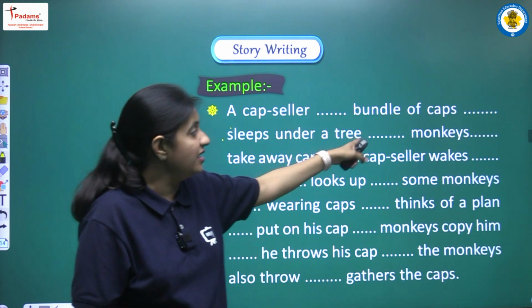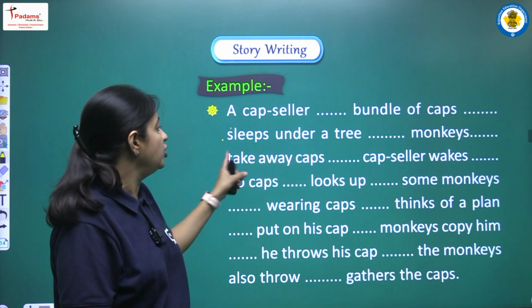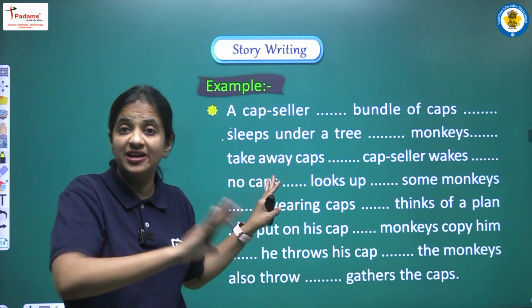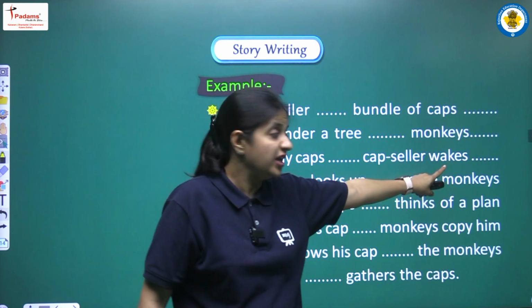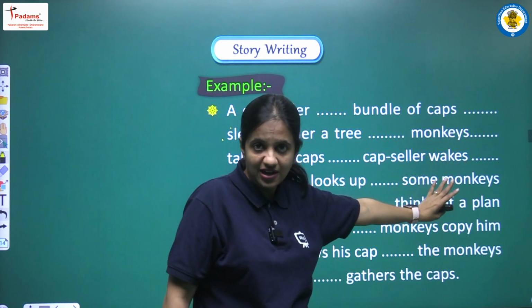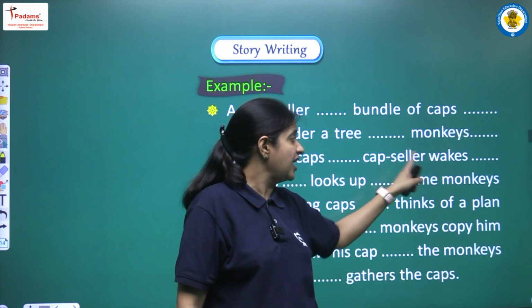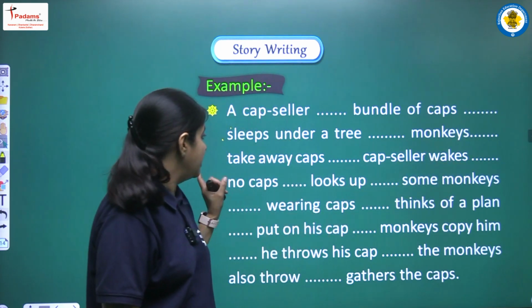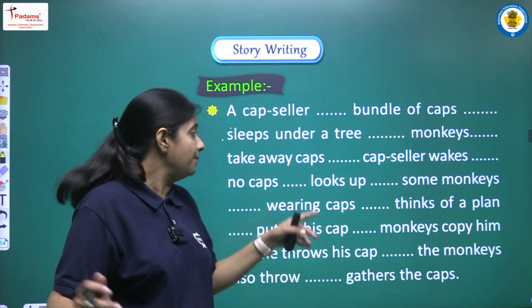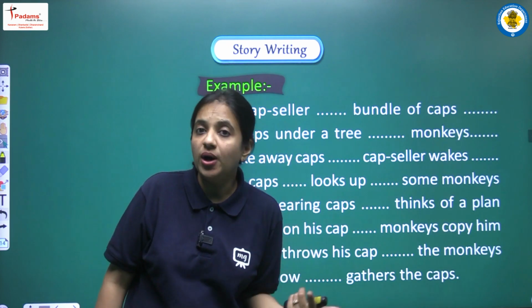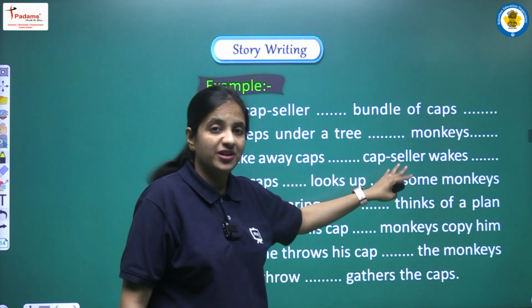So when he was sleeping, there were some monkeys on the tree, and those monkeys took away all the caps from the bundle of caps. Now after some time, the cap seller woke up. Okay, so this is present tense that we have here, so we have to change the tense. This is the reason we have to write, the cap seller woke up. Okay, and then he found that there was no cap in his bundle, all the caps were missing. So obviously he was very worried, he was very sad. Then he looked up, and what did he see?